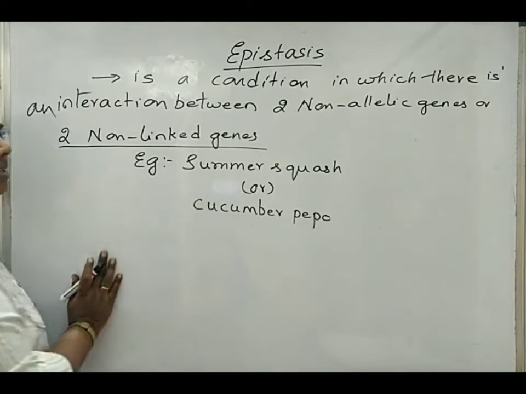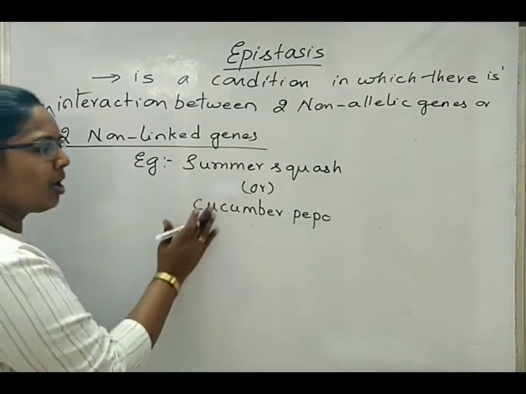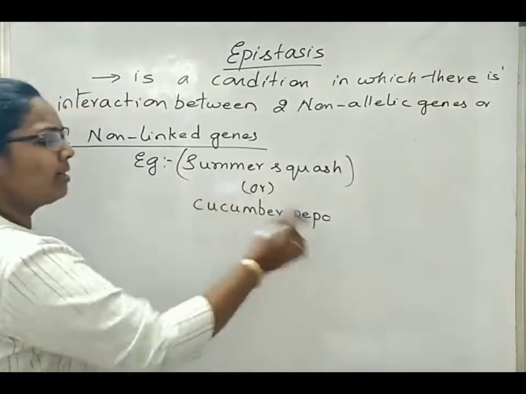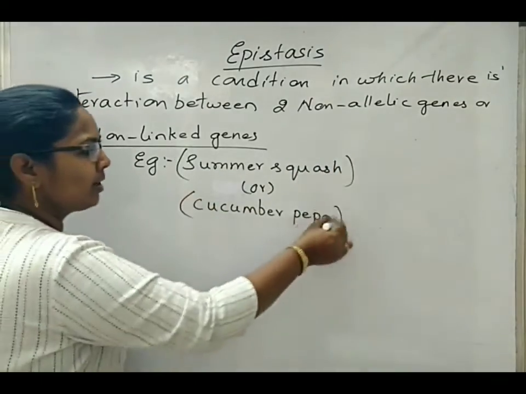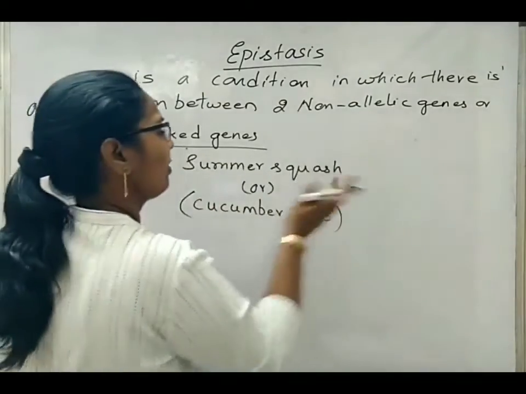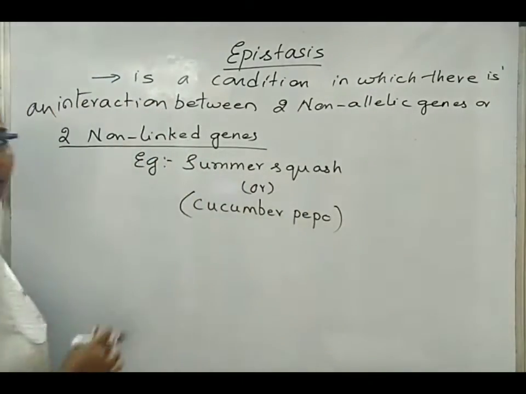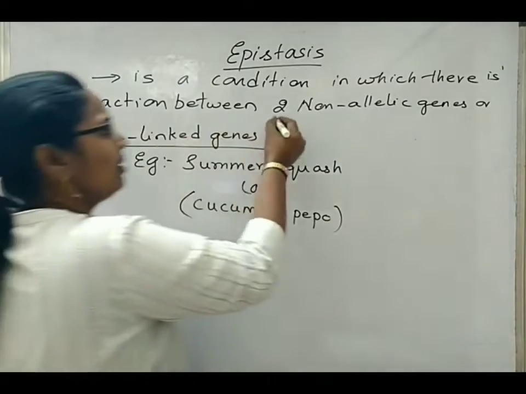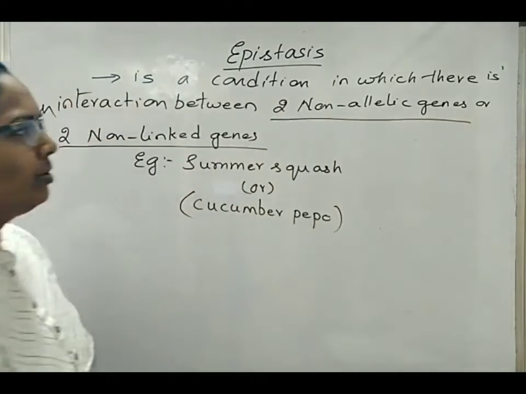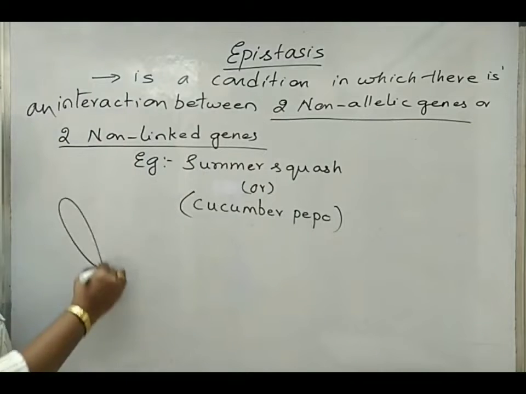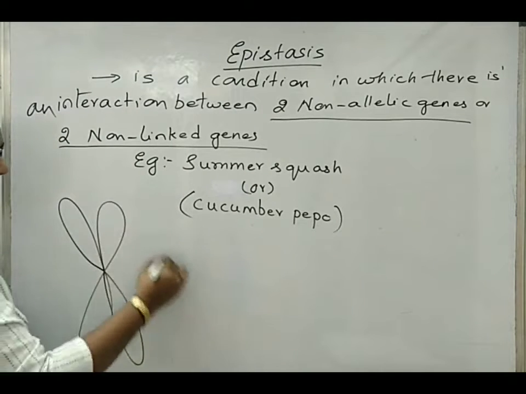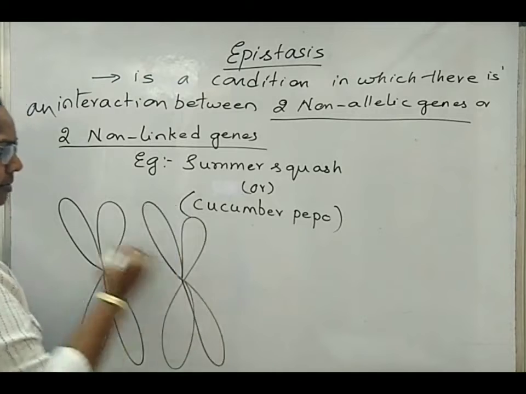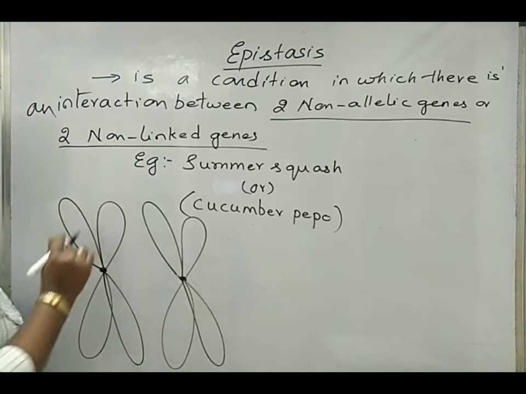Now, an example is summer squash. This is the botanical name, and this is another name, summer squash, the common name we can call. Now, how can we represent these non-allelic genes? For suppose, take a homologous pair like this. So what is meant by a homologous pair?